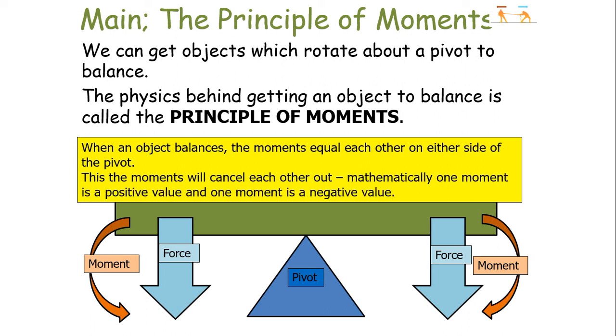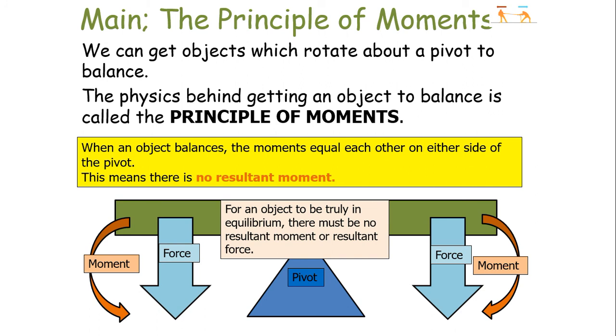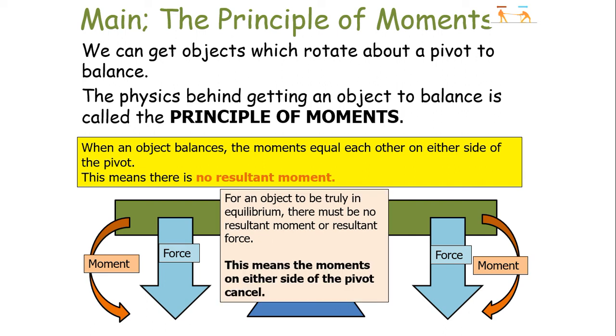Mathematically, you'd say one moment was positive and another moment was negative. You don't have to say which one's which, just that one is positive, one's negative. So you get no resultant moment. As a result, the object would stay balanced. Now, the scientific name for when an object is balanced is that we say it's in equilibrium. Technically, for it to be truly in equilibrium, not only do the moments have to balance on either side of the pivot, but also the forces acting upwards and the forces acting downwards on the object will also have to balance and equal out as well.